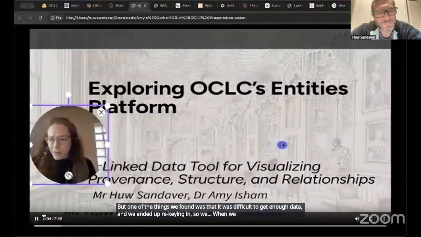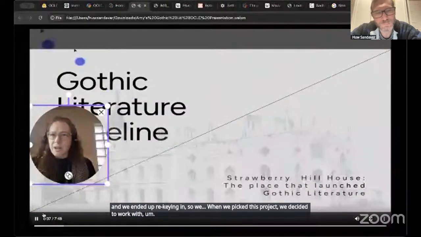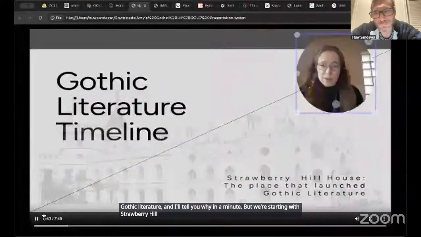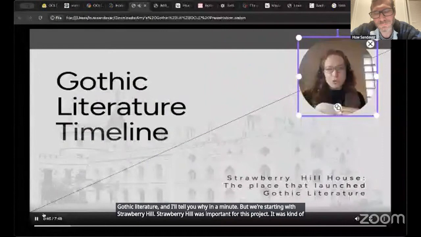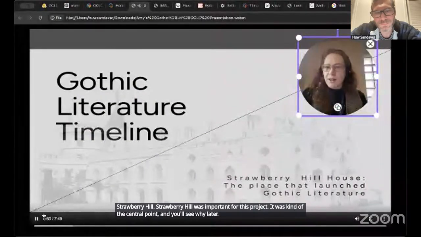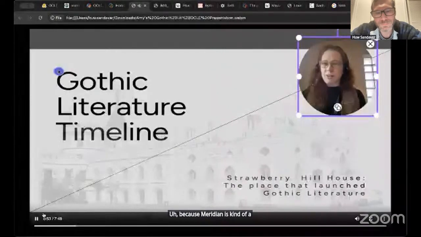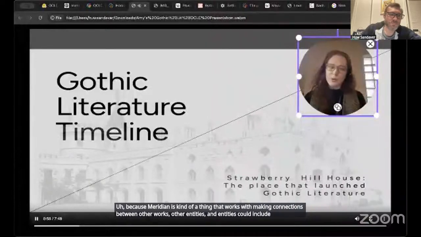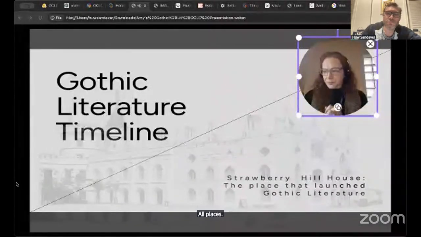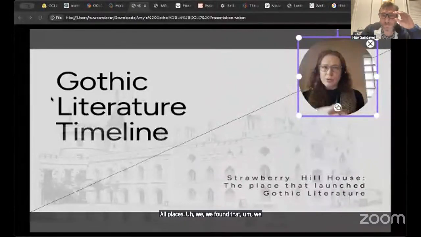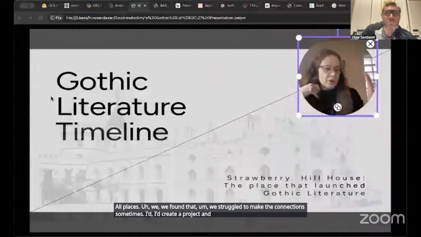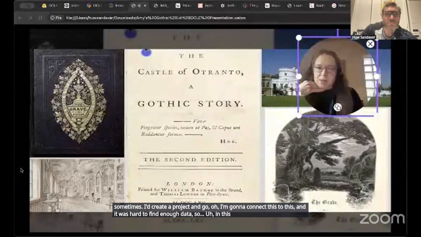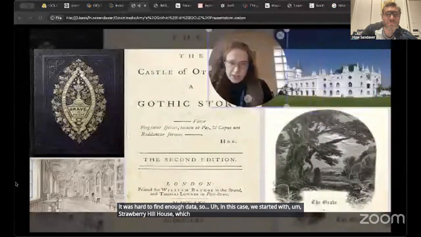So when we picked this project, we decided to work with Gothic literature, and I'll tell you why in a minute. But we're starting with Strawberry Hill. Strawberry Hill was important for this project. It was kind of the central point, and you'll see why later. Because Meridian is kind of a thing that works with making connections between other works, other entities, and entities could include people or organizations or places. We found that we struggled to make the connection sometimes. I'd create a project and go, oh, I'm going to connect this to this, and it was hard to find enough data.